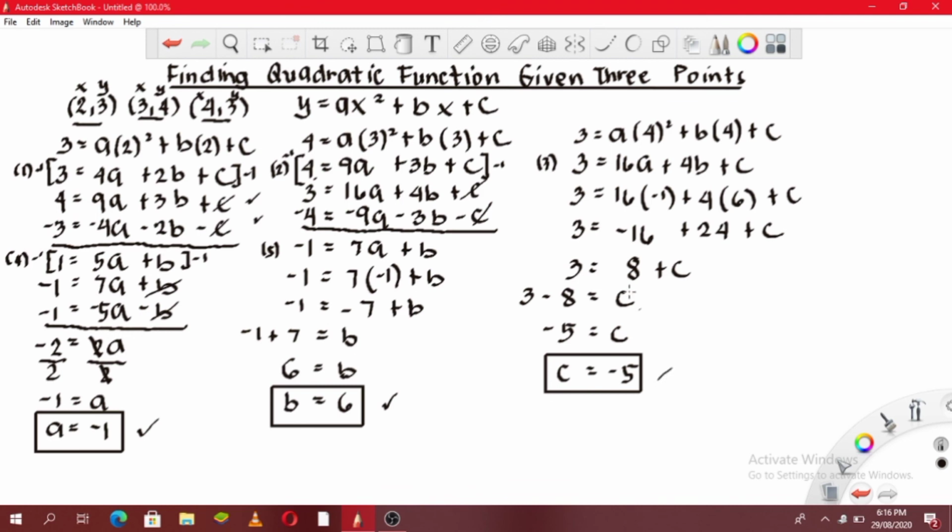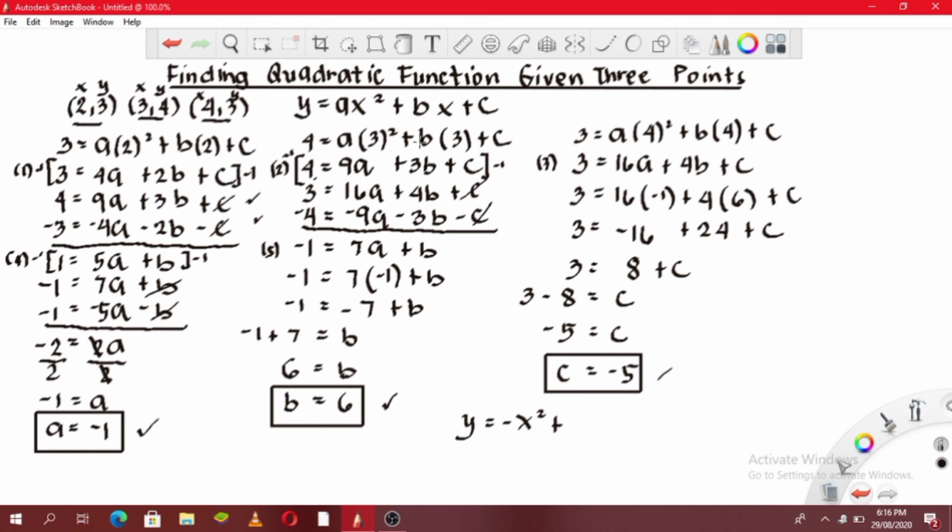Pwede na natin silang i-substitute dito sa ating quadratic function. So, we're gonna have y equals A. Ano bang A natin? Negative 1. So, hindi na natin isusulat ang 1. Okay po, automatic na may 1 na siya. So, we will just write negative x squared. Okay po? Ibig sabihin, automatic na may 1 yan. Negative 1x squared. So, hindi na natin isusulat ang 1. So, negative x squared plus bx.